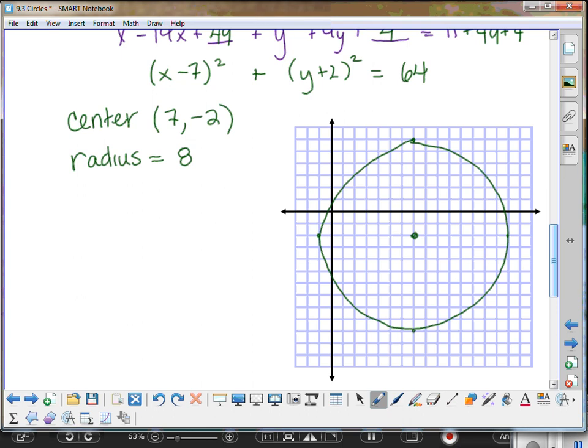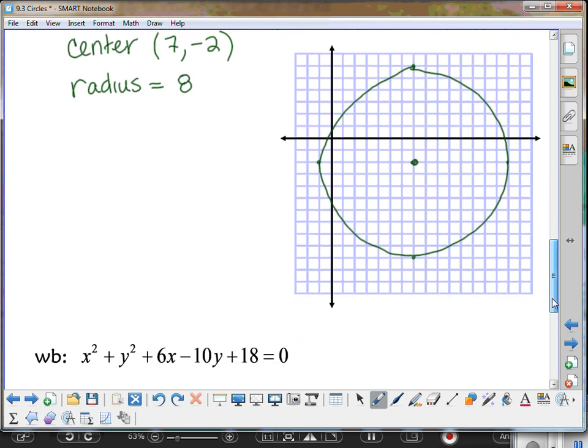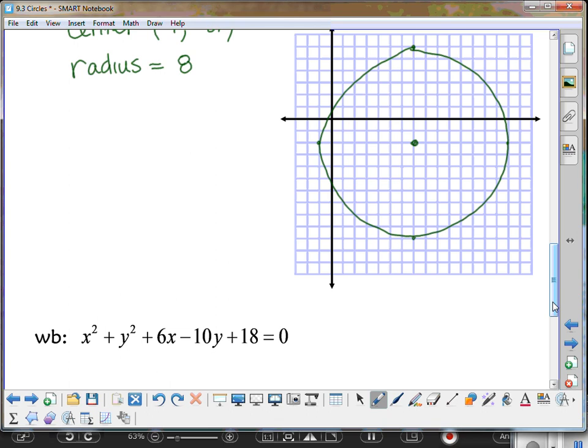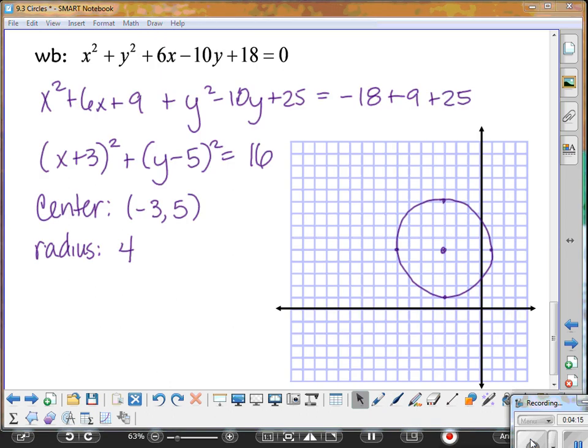Okay. Questions? All right, you guys get to do one now. x squared plus y squared plus 6x minus 10y plus 18 equals 0. Okay, so I think you guys all got there eventually, right? The center at negative 3, 5, the radius of 4, and there's your graph. Okay? Questions on that?